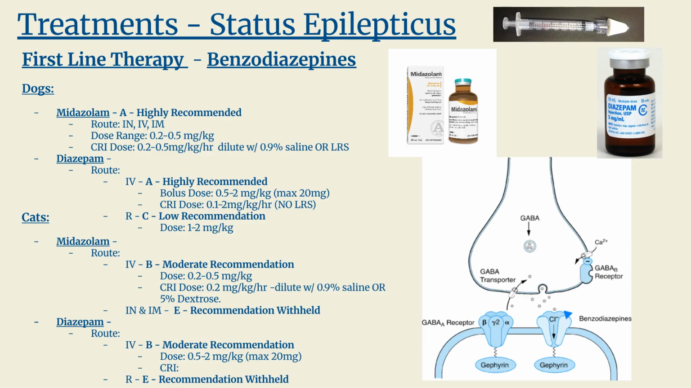Diazepam has a slightly lower bioavailability with increased duration to adequate serum concentrations. It shouldn't be administered intramuscularly because, unlike midazolam, it is lipid soluble and its absorption is slow and erratic via this route. And when intranasal midazolam is not available, rectal diazepam is going to be our next best rescue therapy.